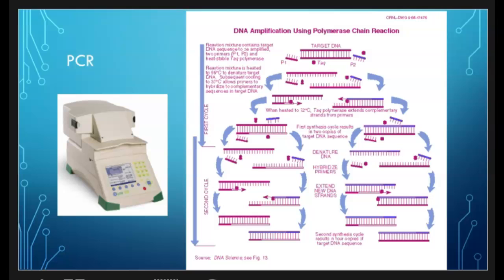Now you have 2 copies, and that's represented by this picture right here. So we heated it to denature it. We let the primers anneal, and then we did the extension. So now we have 2 copies, and we can do the same thing again. Now, you repeat this process, the 95 degrees Celsius, 37 degrees Celsius, 72 degrees Celsius, 35 times or so.